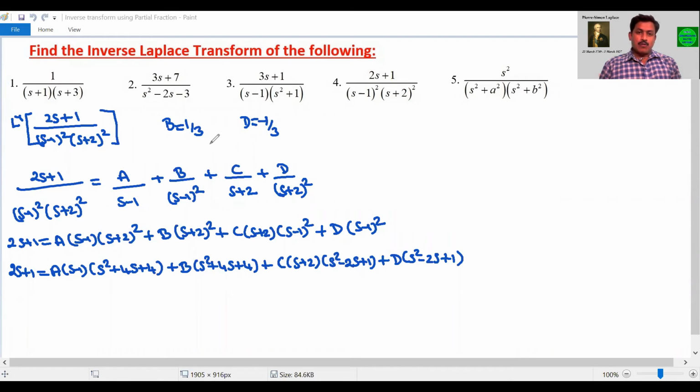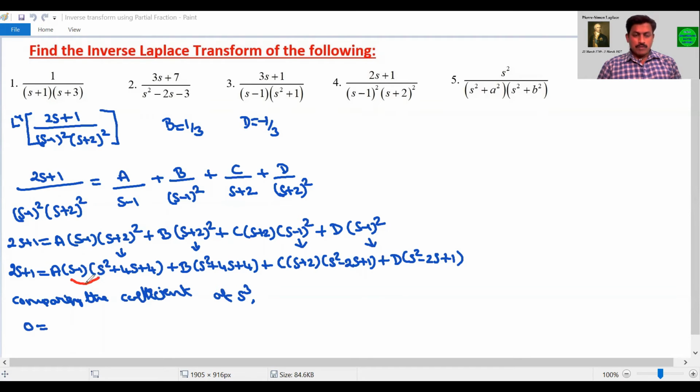To find the c value as well as the a value, I am going to expand these terms by applying the a plus b whole square formula here, as well as here also, here also, and here also we applied the a plus b whole square formula. Comparing the coefficient of s cube, s into s square we will get s cube. So for this the coefficient is a, and here if you observe s into s square, that is s cube, here we will have c, so therefore your right hand side will become a plus c.